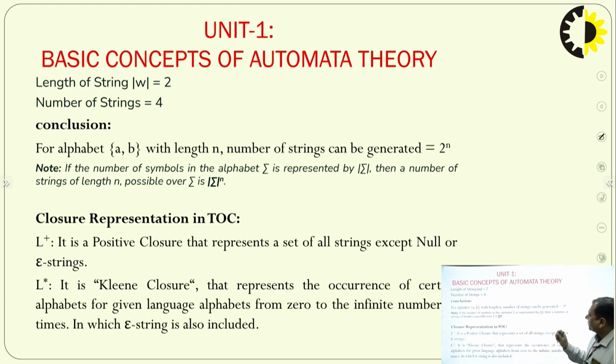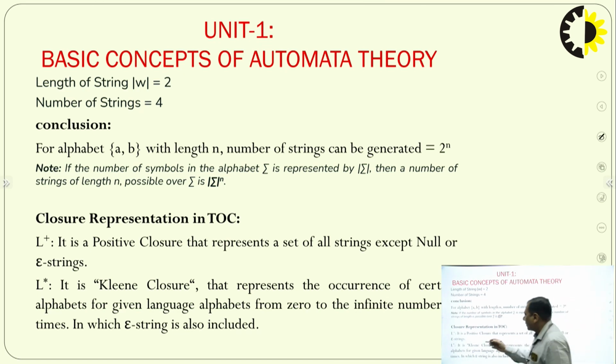Note, if the number of symbols in the alphabet Σ is represented by the mod of Σ, the number of strings of length n possible over Σ is mod of Σ raised to power n. Right? Now we have some closure representations in theory of computation. Number 1 is the L plus. What is L plus? L is some language, and it is a positive closure that represents the set of all strings except the null string or epsilon string.